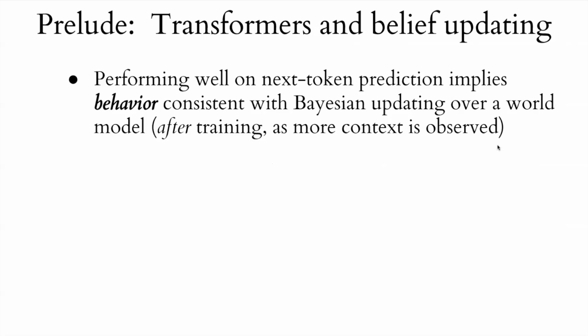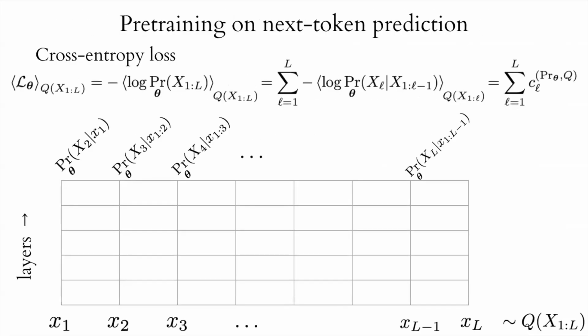So that's a prelude to all this. There's the story of transformers and belief updating, which is now core to my thinking, but I think not so core to most people's thinking. Maybe in this group, but not outside of it so much. You can already anticipate the need for this, though, even at a behavioral level. Performing well on next token prediction implies behaviorally that you need to be consistent with Bayesian updating over a world model. And this is after training, again, that you're doing Bayesian updating as more context is observed. I can sketch this out very quickly.